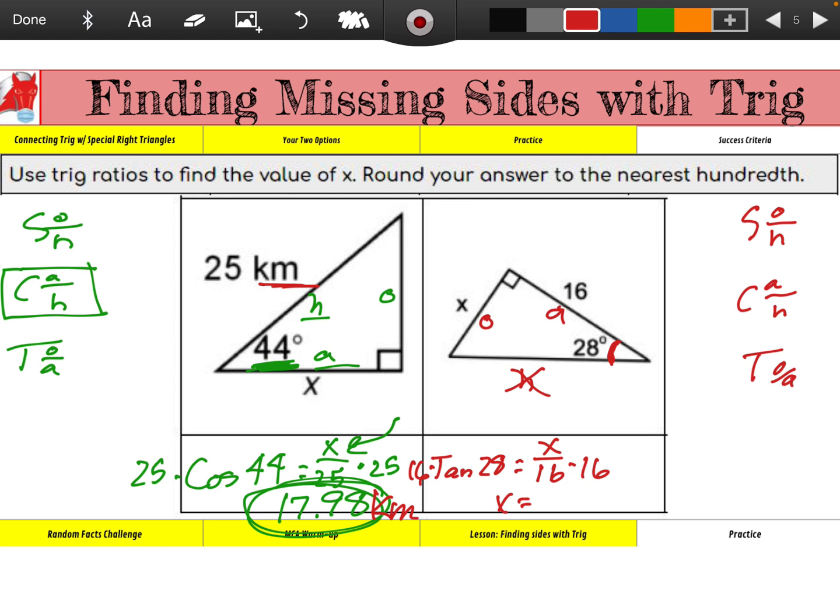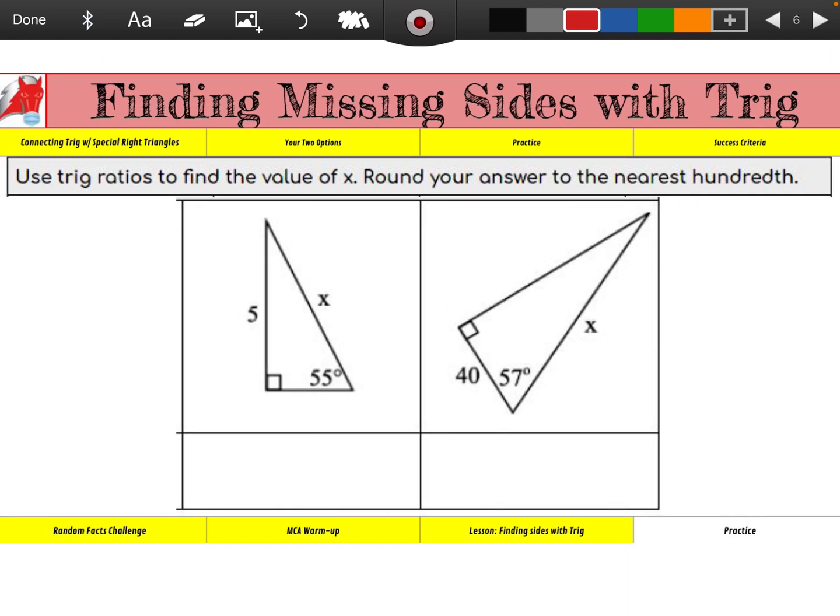my calculator, so you should be able to reference 16 times, in this case, tangent 28, would be 8.507, so 8.51. If you put it as 8.5, that's fine. Okay? Tangent's what we're using. There we go. Let's try 2 more, and we are set to go. Let's see if you can hit these 2 up.